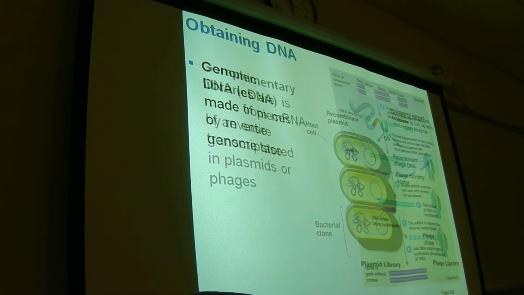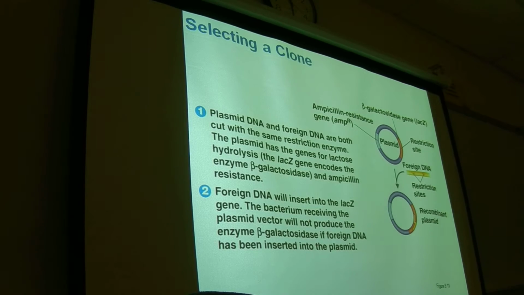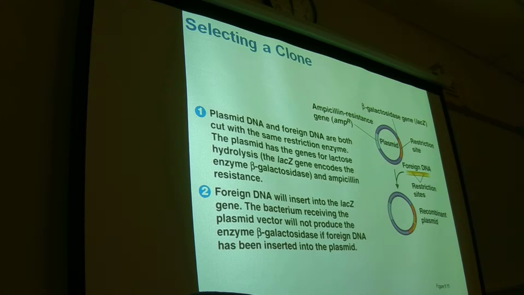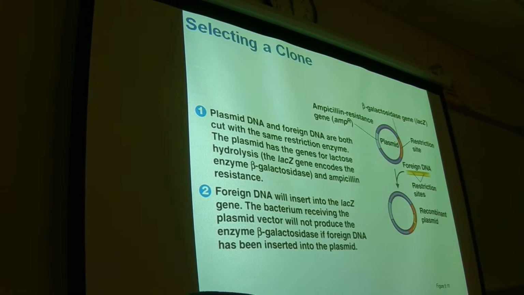All right, so let's skip over libraries. We'll go to selecting a clone, okay? So now you have your plasmid, you've cut your plasmid with restriction sites, you've pasted your gene into the plasmid, and now you've gotten it into the cells using one of those techniques we just talked about.